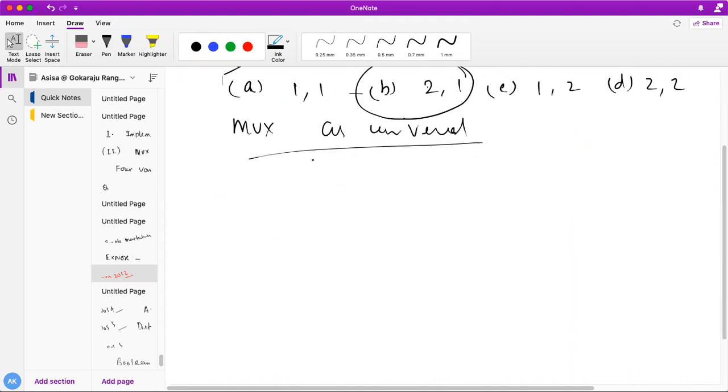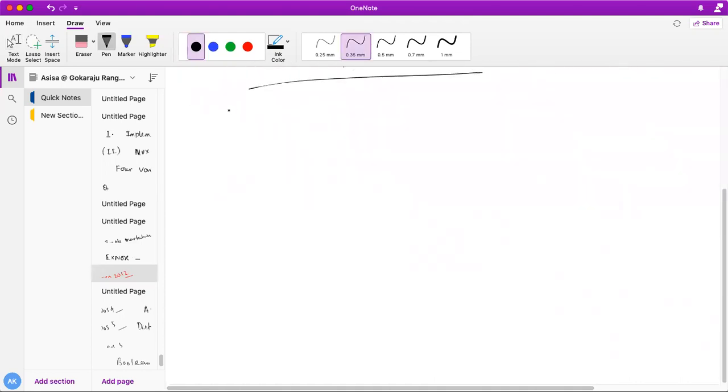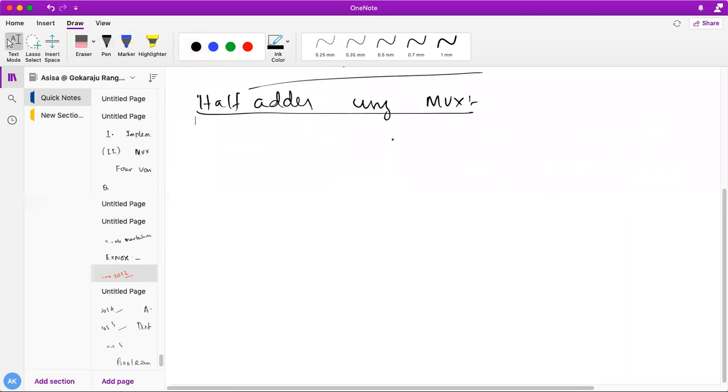Okay, next we will go for the next part: how to implement different combinational logic circuits using muxes, like arithmetic circuits. Let's say I am going to design a half adder using muxes. This is one of the important questions, students. So tell me, what is a half adder? My output logical expression is Sum equals A XOR B, and Carry is nothing else but A AND B. So you can do it, students.